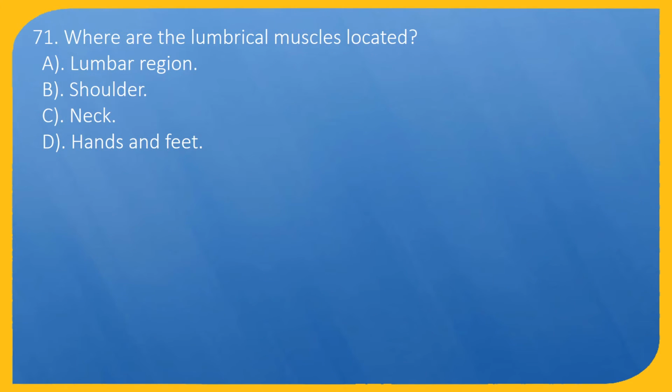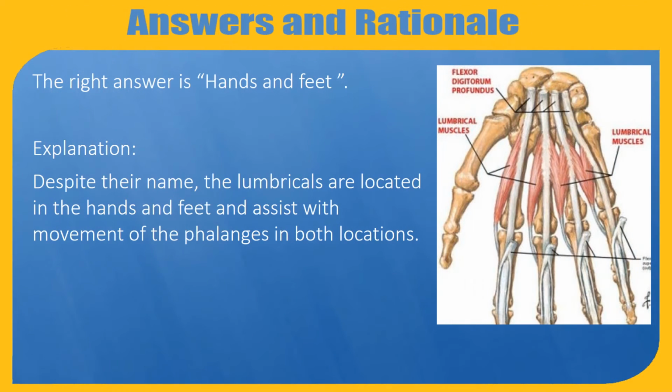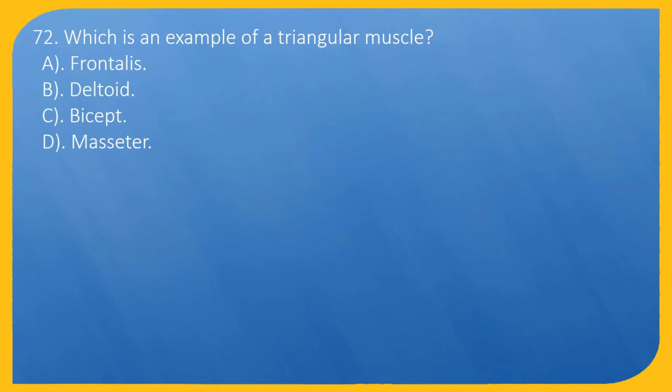Question 71. Where are the lumbrical muscles located? A. Lumbar region. B. Shoulder. C. Neck. D. Hands and feet. The right answer is hands and feet. Explanation: Despite their name, the lumbricals are located in the hands and feet and assist with movement of the phalanges in both locations.